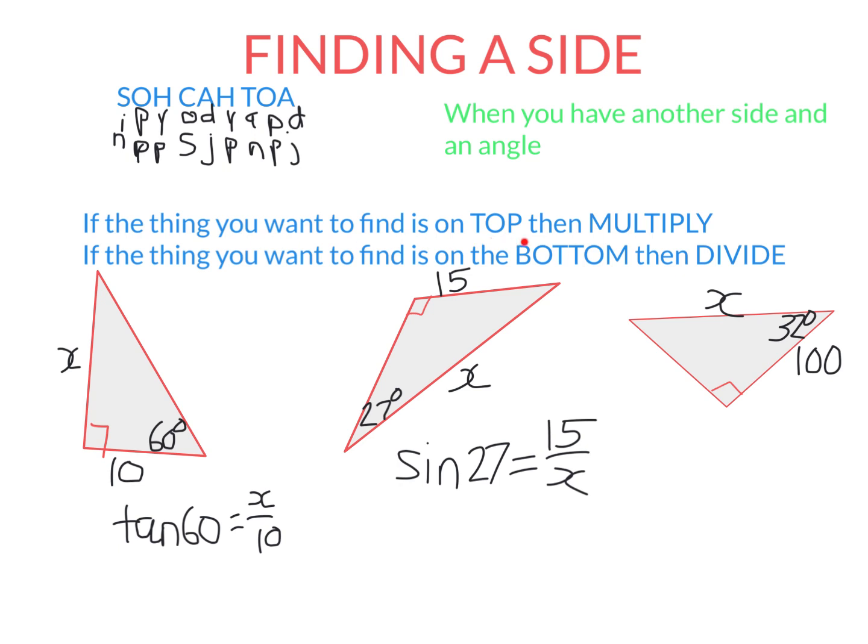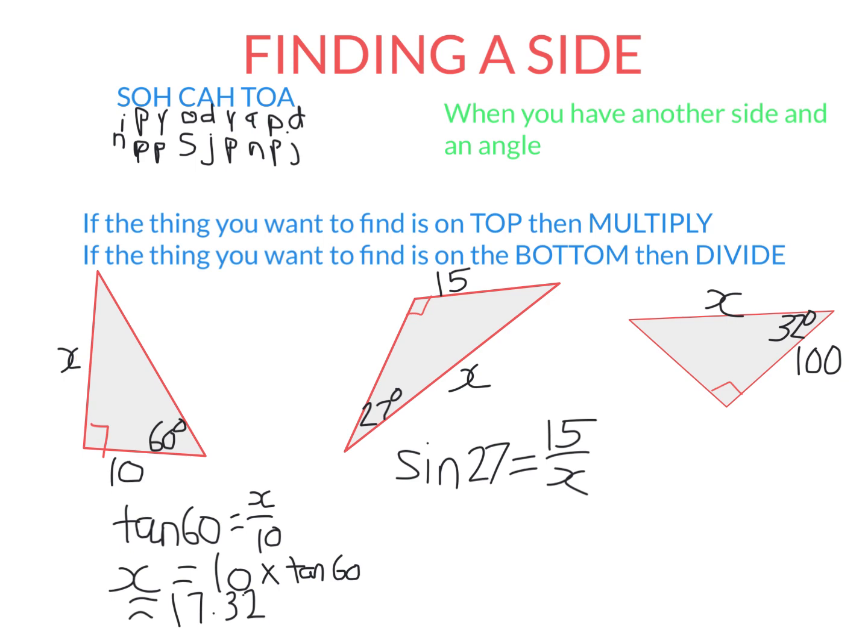If the thing you want to find is on the top, then multiply. So x here is on the top. So if I want to find what x is, I'm going to multiply the other two. I'm going to multiply 10 and tan 60. You're not expected to know what this is off the top of your head. You can put this in your calculator. Make sure you're in degrees mode and you should get about 17.32. So x is 17.32 units.